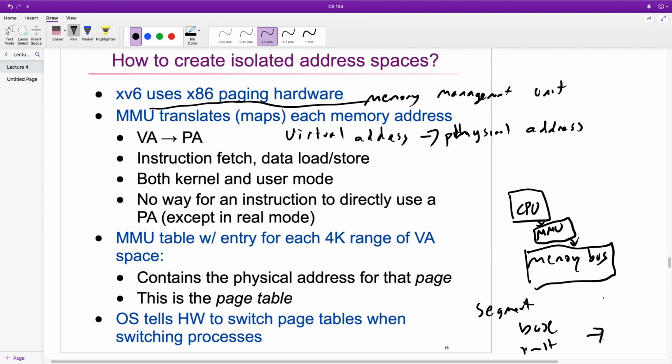And a little more information, like what protection do we want to have for this? Should the user be able to read it or write it? Should the user be able to read it? Separately, should the user be able to write it? Or the kernel be able to write it? And so this mapping tells us how to go from this virtual address space into real memory.